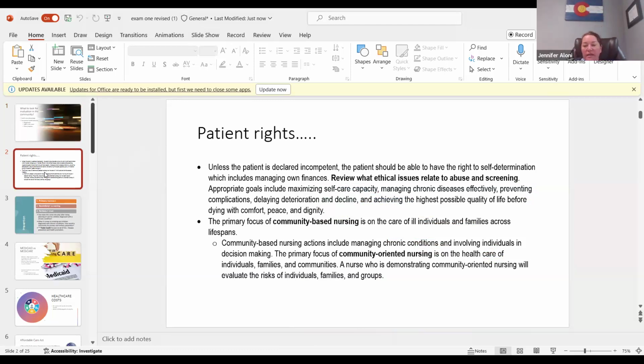We have two different types of community-based nursing. We have community-based nursing and we have community-oriented nursing, which is going to be our base we talked about in class. Those who are ill, and then community oriented is on the healthcare of everyone else. So a nurse who's demonstrating community-oriented nursing will evaluate the risks of the families, individuals, the groups, whoever she's around. Okay, so those are two major concepts there.